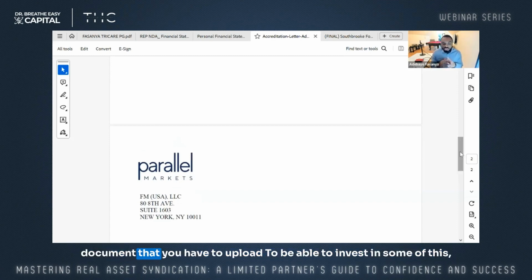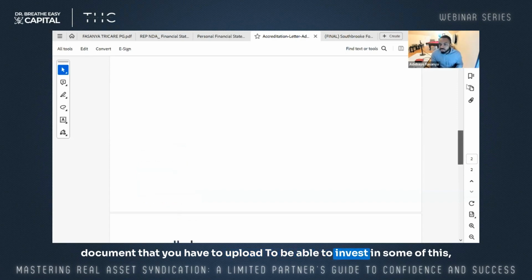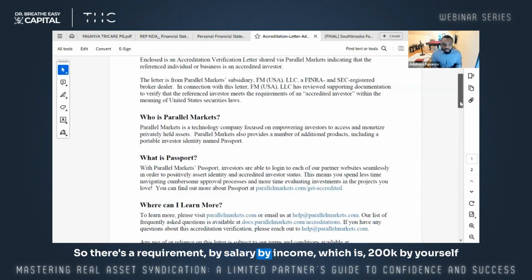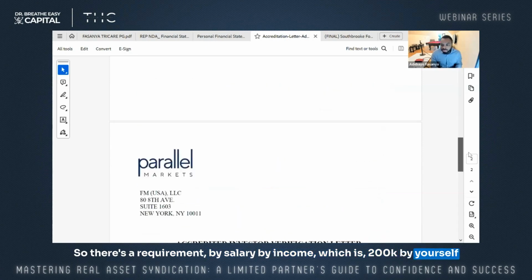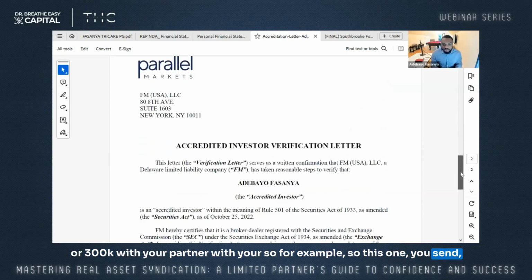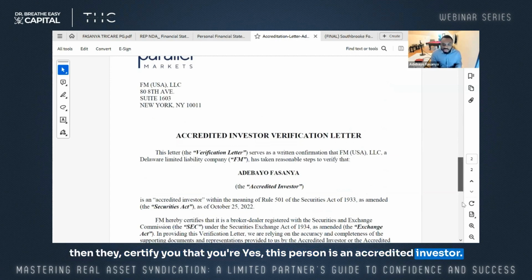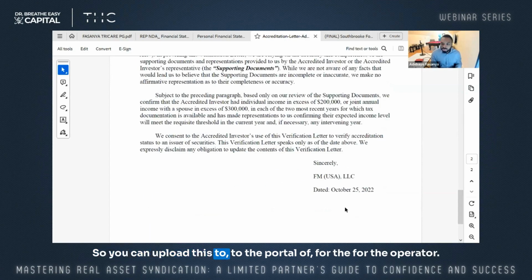This is a document that you have to upload to be able to invest in some of these 506C investments. People will ask, are you an accredited investor? There's a requirement by income, which is 200K by yourself or 300K with your partner. You send two years of tax returns to this company, and they certify that yes, this person is an accredited investor. Then you can upload this to the portal for the operator.